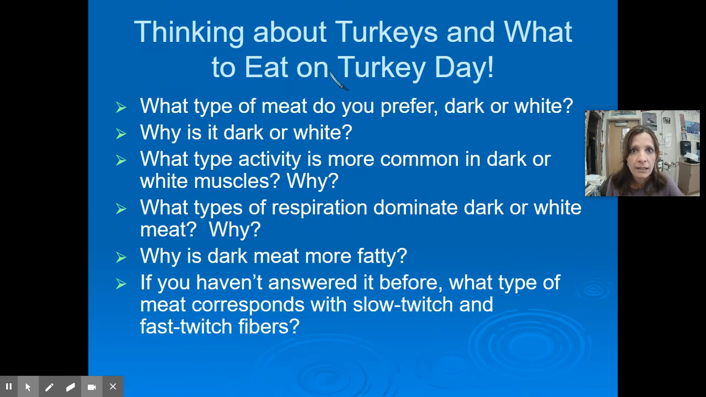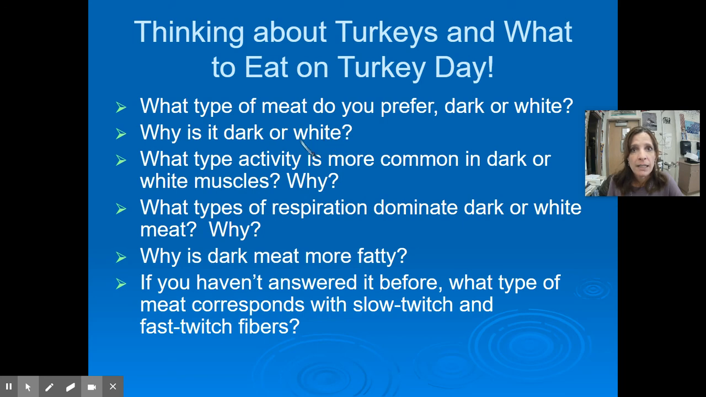And then, since we're getting right close to Thanksgiving, I wanted you to think about AP biology while you're eating your turkey. And so think about these questions and we'll discuss why they are related to anaerobic and aerobic respiration. So think about to yourself, what type of meat do you prefer, dark or white? I personally like the dark meat better. So think about why it is dark or white.